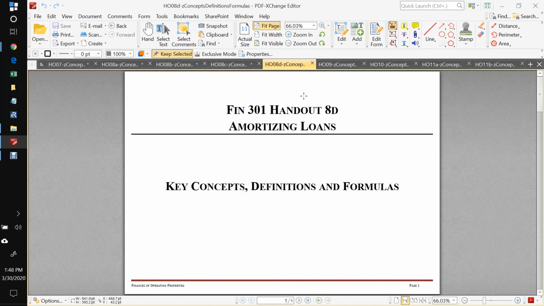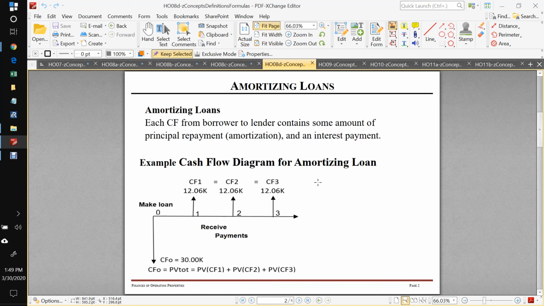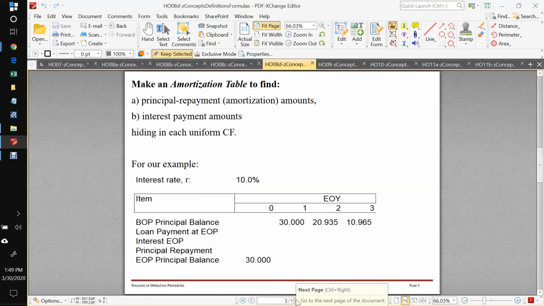All right. And then handout 8D was all about amortizing loans. So the notion of amortizing loans is whenever we have a uniform cash flow project, some of each uniform payment is going to pay down the principal amount, the amount borrowed, and some of it is going to paying interest on that. We've just never looked at it in that way before. So now let's go ahead and do that.